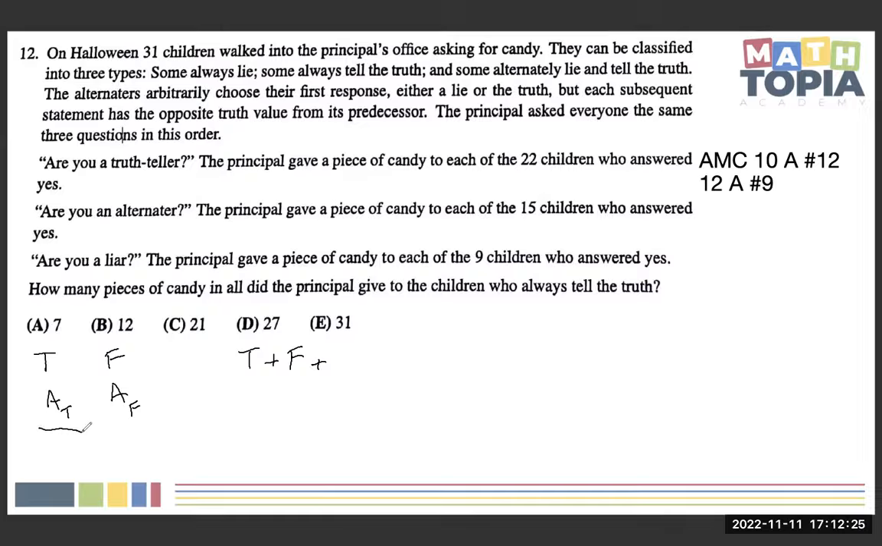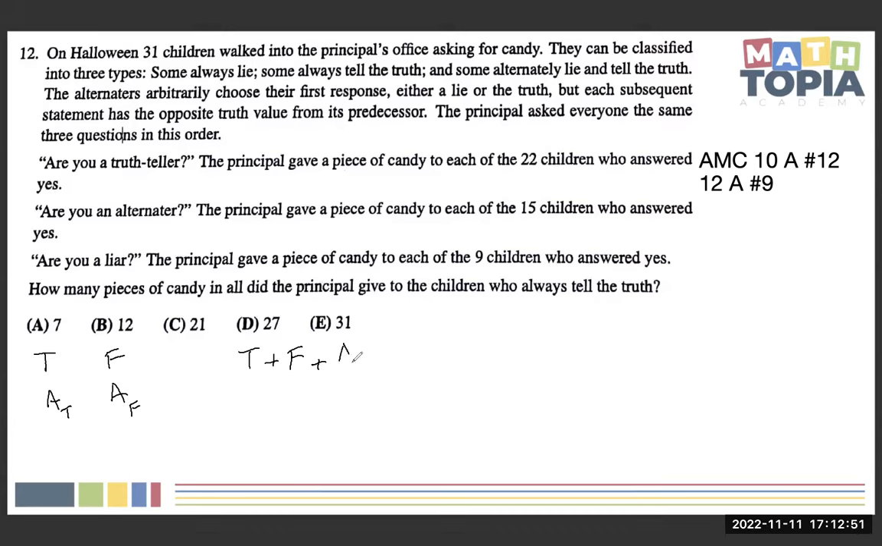And then alternating truth is actually the only one who's going to say no, because they aren't truth tellers, but they're still going to tell the truth, right? So they're alternators, and they're on this phase, right? They're telling the truth here, because they start by telling the truth. Those are ATs, right? And they're going to tell the truth that, no, I am not a truth teller. I'm an alternator. So those aren't going to be included in the sum.